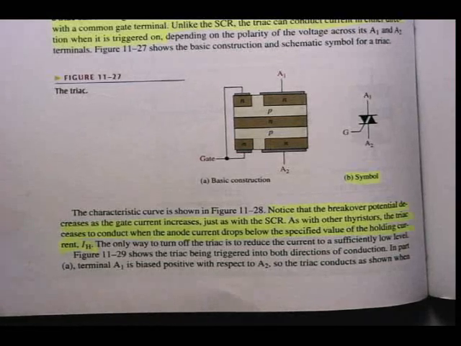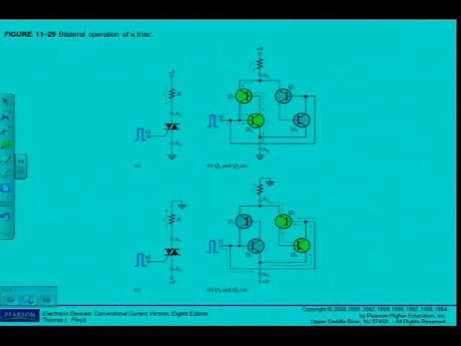All right, in figure 11-29, the equivalent circuit showing the transistors there again and the bilateral operation. You can see that in figure 11-29, the triac is being triggered in both directions of conduction. In part A, terminal A1 is biased positive with respect to A2, so the triac conducts as shown when triggered by a positive pulse at the gate terminal.